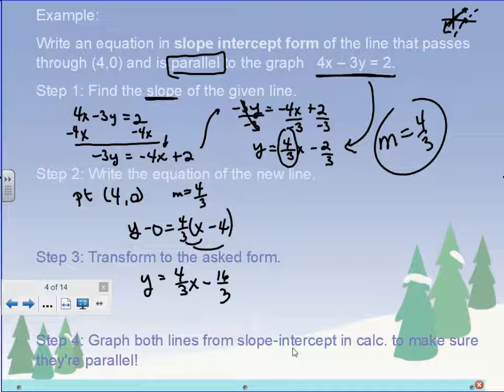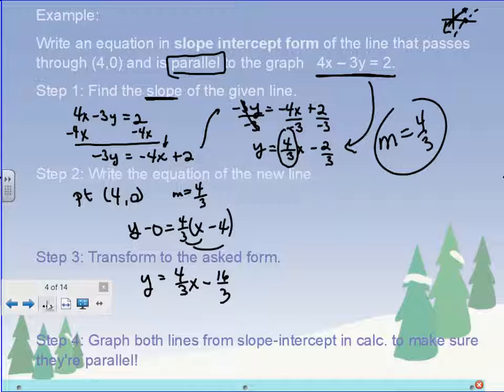So to sum up here, we used the equation of the line we were given solely to help us find the slope. The y-intercept didn't really matter here. The slope is what mattered. Once we found the slope of the line that was given, we had the point of the new line we wanted to write. With that point and slope, we wrote the equation of the line and then just transformed it to the format that was asked.